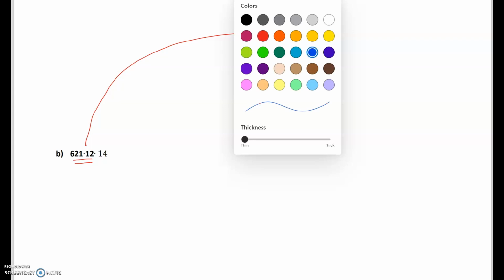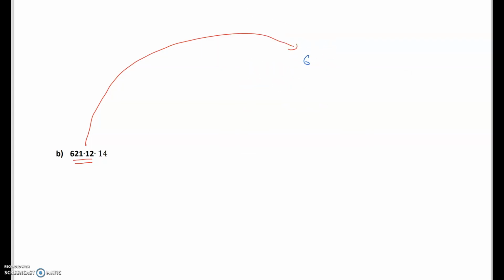Let's go to the next problem. In this case, we technically have two numbers being multiplied first, and then there's an indication that a third one is multiplying. So what I'm going to do is carry on the first multiplication. So this is going to be the 621. We're first going to multiply it times 12.